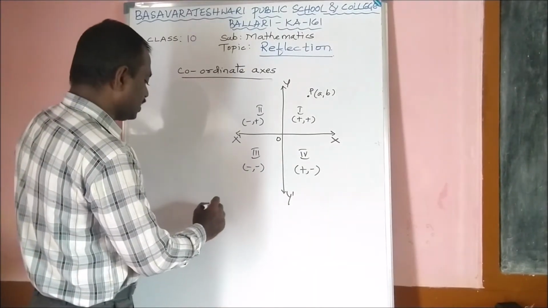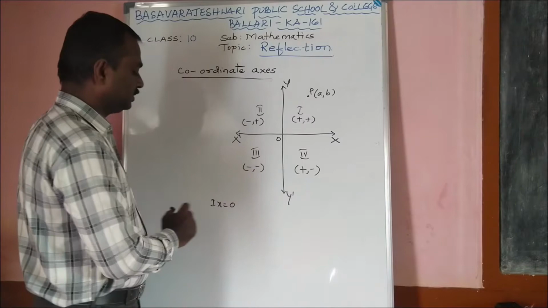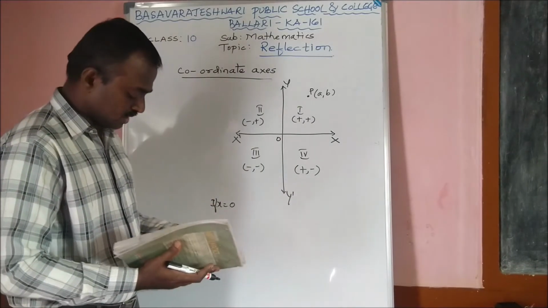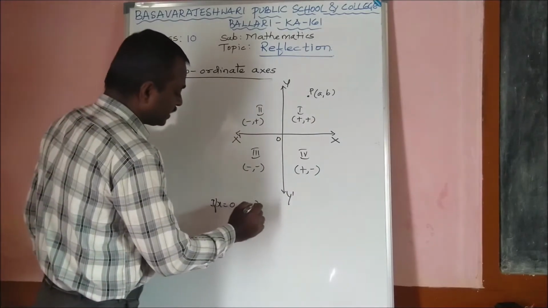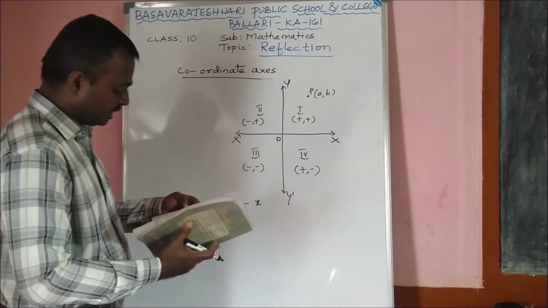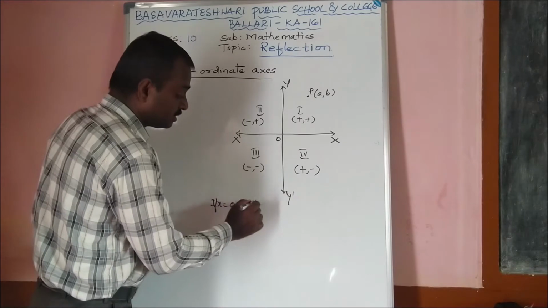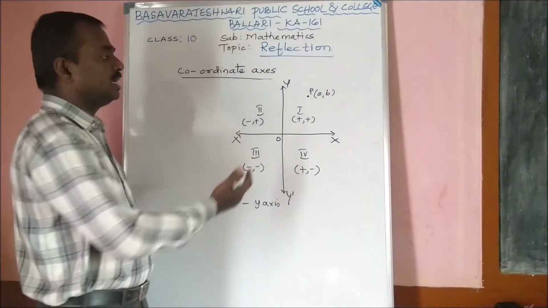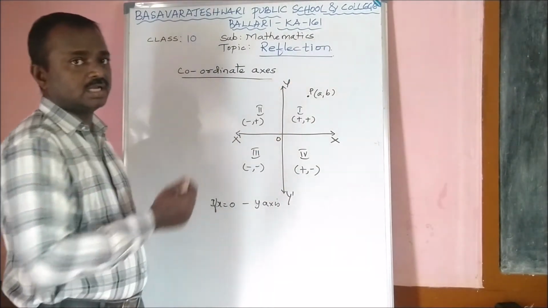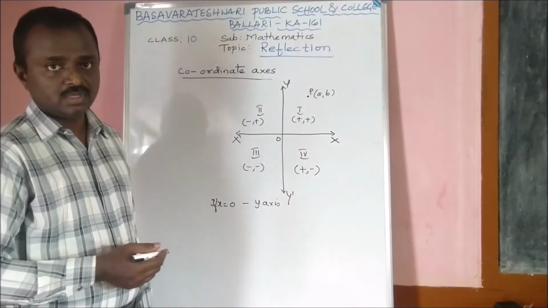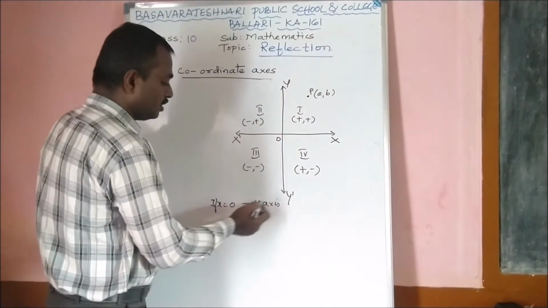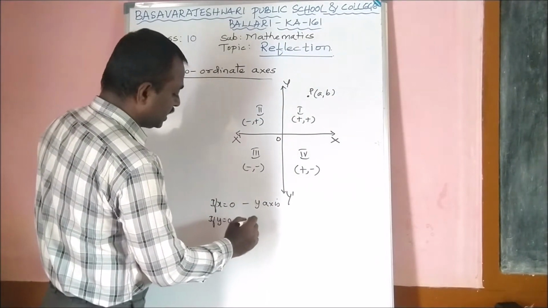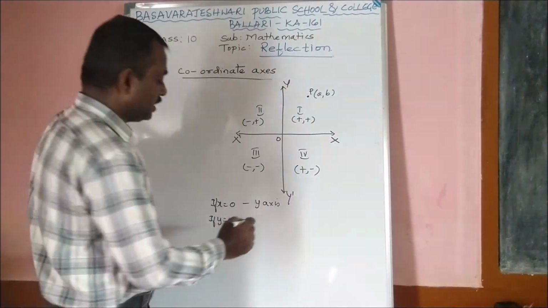Now, if x is equal to 0, then it is called y axis. X value is 0 means the point will be somewhere on the y axis. Correct? So therefore it is called y axis. If y is equal to 0, then this line is called x axis.